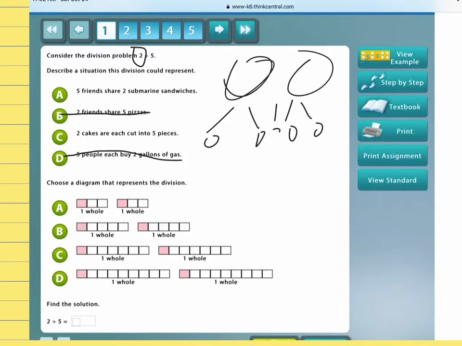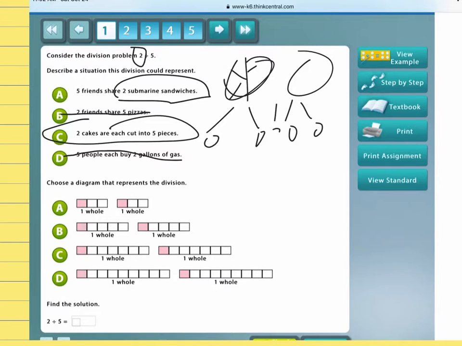So you're either going to share 2 submarine sandwiches amongst 5 people, or you're going to cut 2 cakes into 5 pieces. And so either one of those would work. So we have to pick between these two. Probably the best one is 5 friends are sharing 2 sandwiches, because this one, 2 cakes cut into 5 pieces, you're not necessarily cutting each cake into 5 pieces. You're cutting both of them into 5 pieces. So that might work, but the best situation here would be taking 2 sandwiches and sharing them with 5 people.